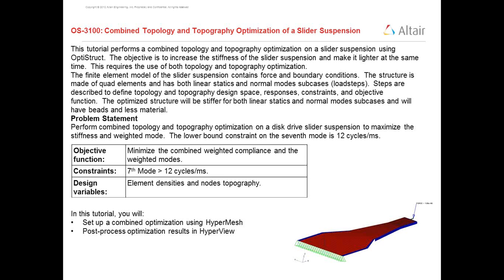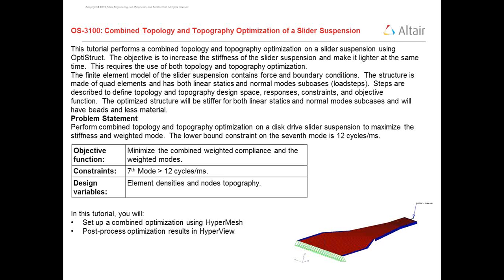The finite element model of a slider suspension contains force and boundary condition. The structure is made of quad elements and has both linear static and normal mode subcases. Steps are described to define the topology and topography design space, responses, constraints and objective function. The optimized structure will be stiffer for both linear static and normal mode subcases and will have beads and less material.